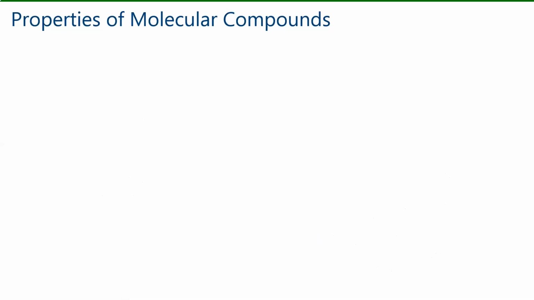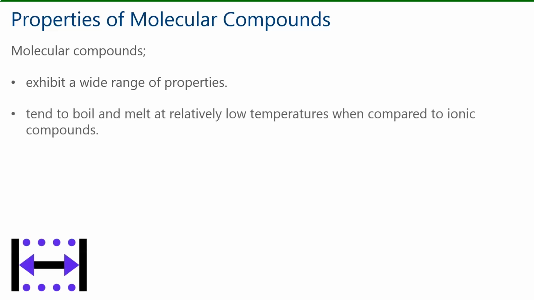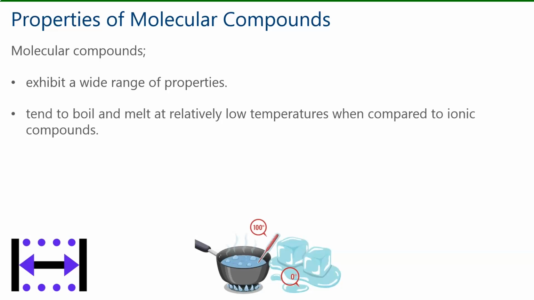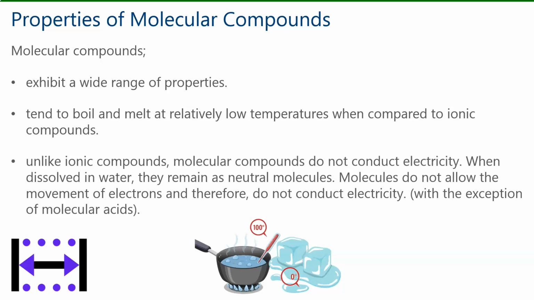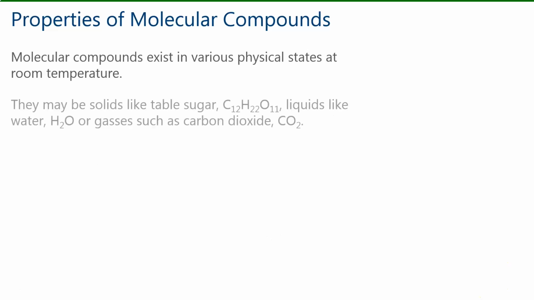Now let's look at some properties of molecular compounds. Molecular compounds exhibit a wide range of properties. They tend to boil and melt at relatively low temperatures when we compare them to ionic compounds. Unlike ionic compounds, molecular compounds do not conduct electricity. When dissolved in water, they remain as neutral molecules. Molecules do not allow the movement of electrons, and therefore they do not conduct electricity, with the exception of molecular acids.